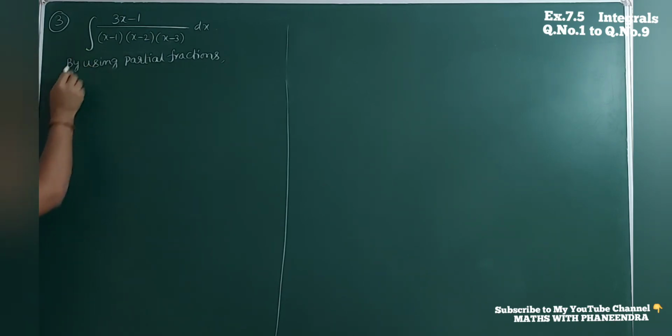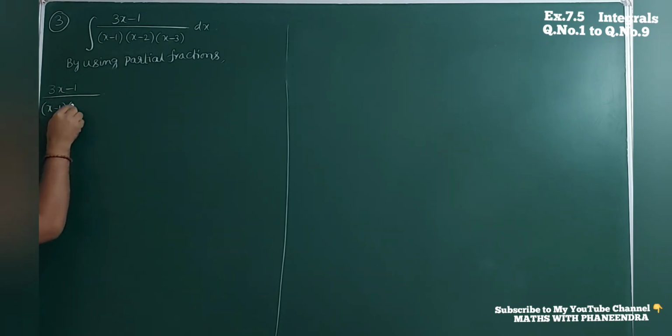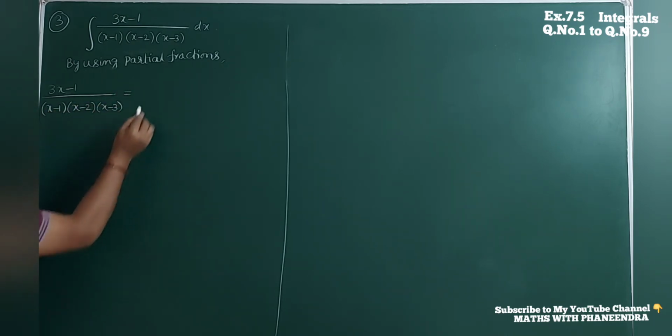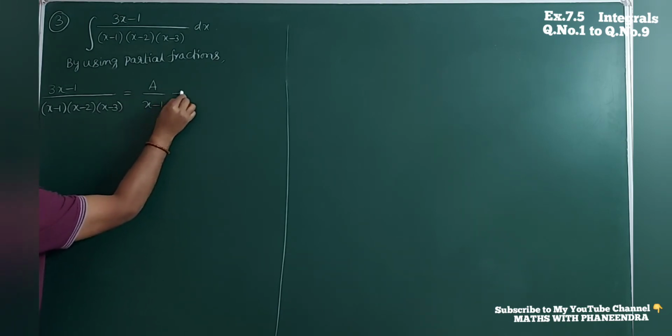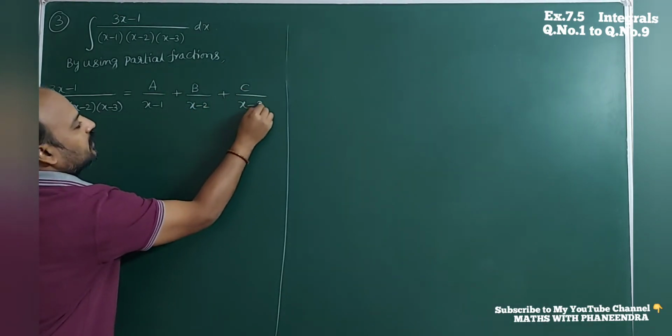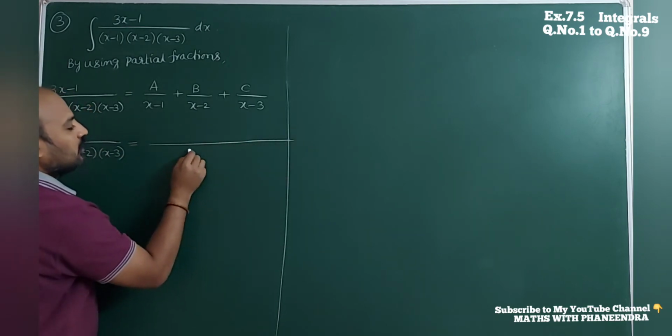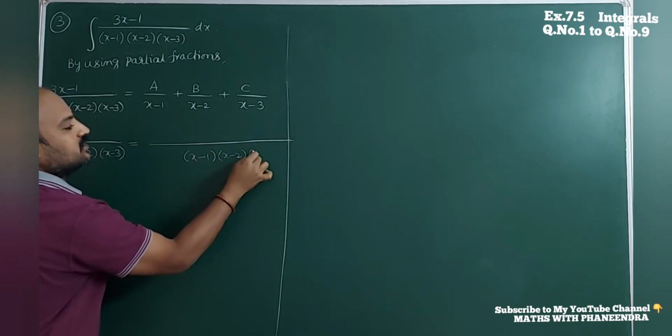By using partial fractions, the given proper fraction (3x minus 1) divided by (x minus 1)(x minus 2)(x minus 3) can be written as capital A by the first factor x minus 1, plus capital B by the second factor x minus 2, plus capital C by x minus 3. After that, take the LCM.